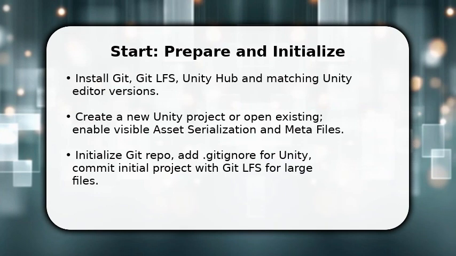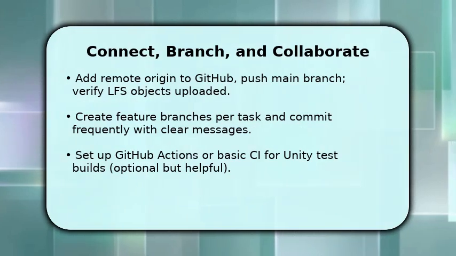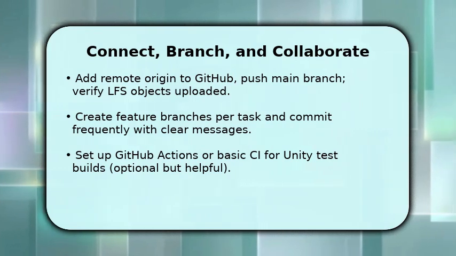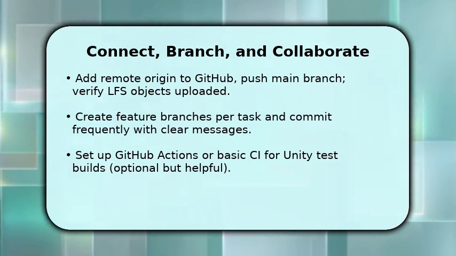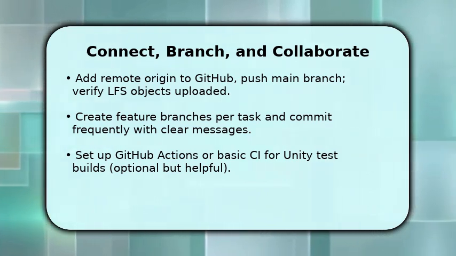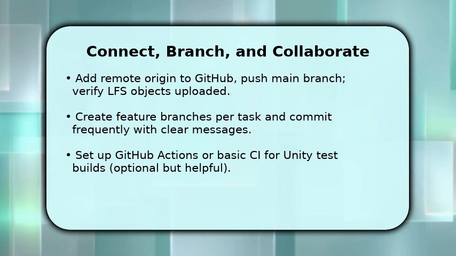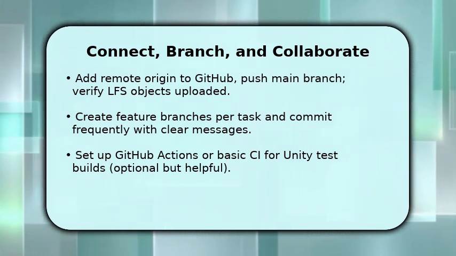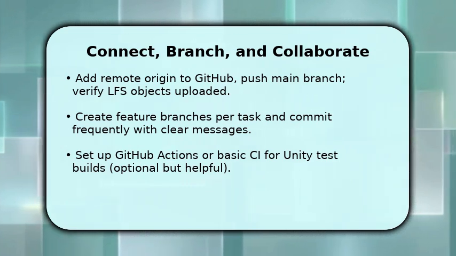Now continue by connecting and structuring work for collaboration. Add the remote origin pointing to your GitHub repository and push the main branch, confirming Git LFS objects uploaded correctly. Create short-lived feature branches for each task and commit often with descriptive messages so history is clear. When merging, rebase or use pull requests to review changes, resolve conflicts in text-based assets.